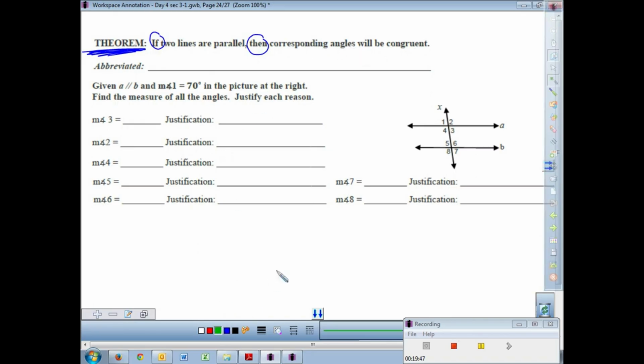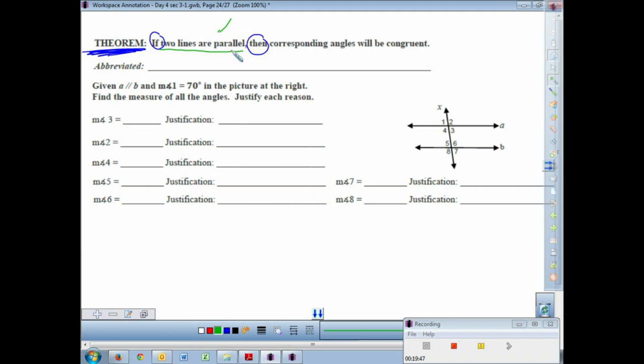Notice it was an if-then statement. This is the hypothesis of that if-then statement, that conditional, right? And this guy over here is the conclusion. Well, remember, the hypothesis is like given information. Like, here you go, man. I'm giving you something. They're basically telling me that we have parallel lines.